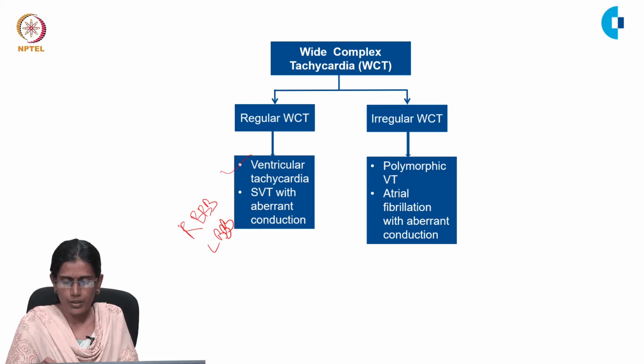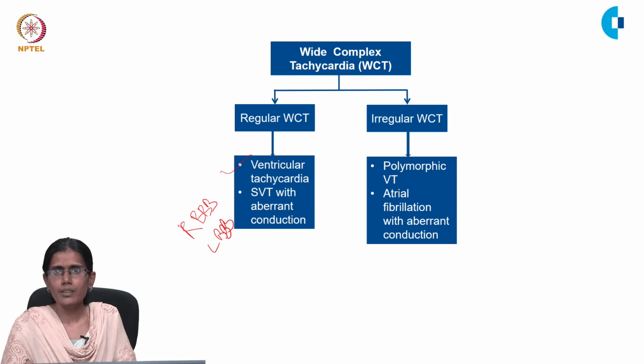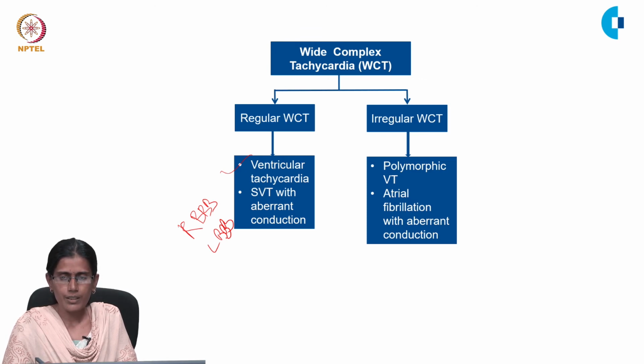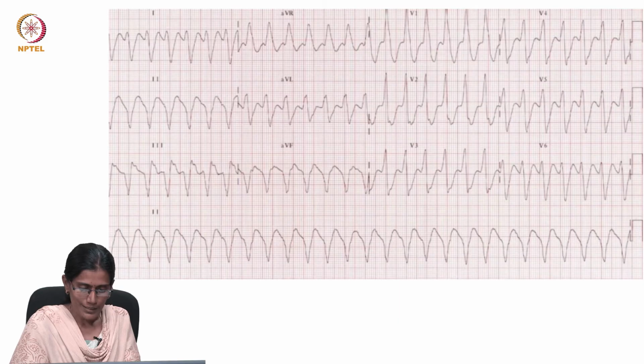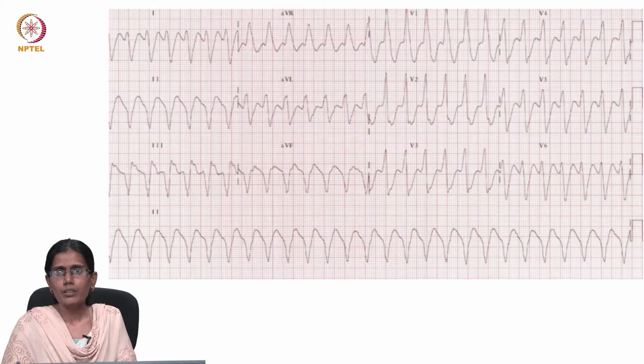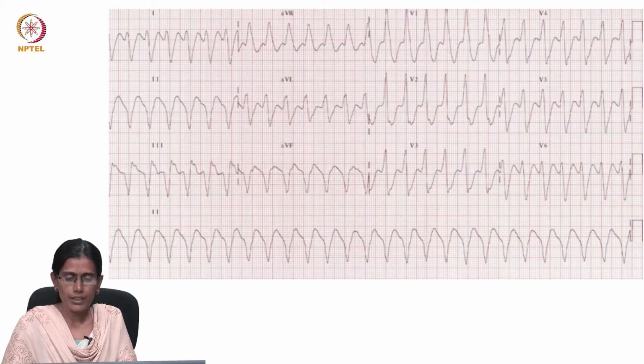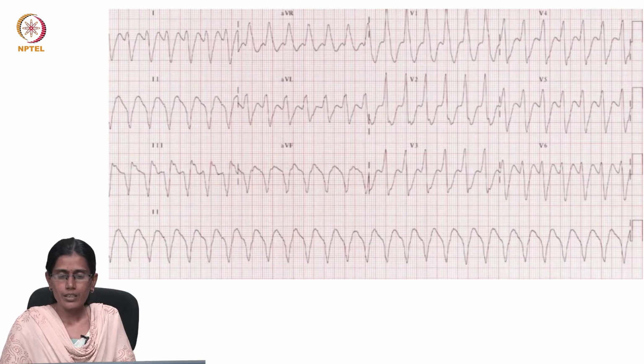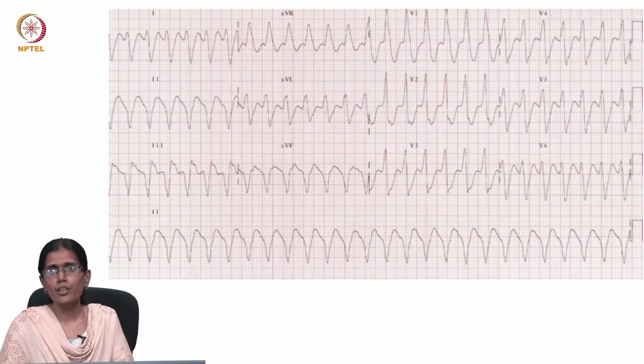And irregular WCT may be caused by polymorphic VT. It means there are multiple foci of impulse formation within the ventricles, or atrial fibrillation with aberrant conduction. You know the meaning of aberrancy. We have already discussed that this ECG shows regular wide complex tachyarrhythmia. So what are the differential diagnoses? Either this is VT or SVT with aberrant conduction. Can we differentiate VT from SVT by looking at the ECG? Yes, there are so many criteria to differentiate VT from SVT, the commonly used one being Brugada's.